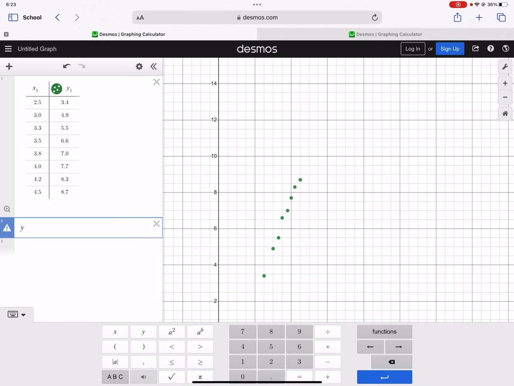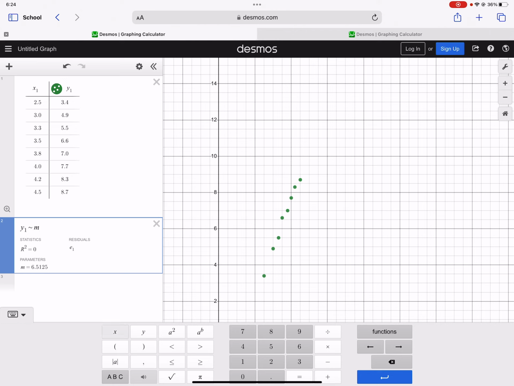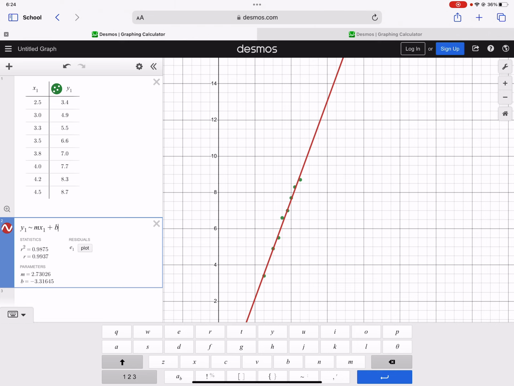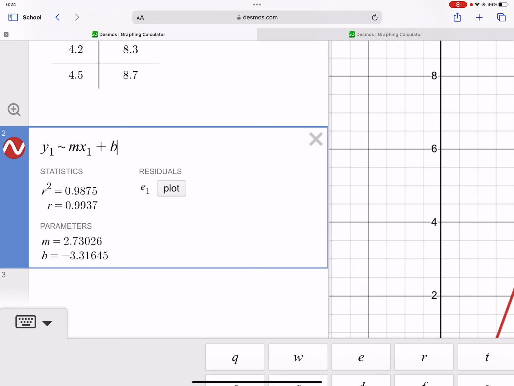I'm going to have y underscore 1, and then we need to approximate that with our tilde symbol, and then m times x underscore 1, plus b. Now if I zoom in over here on the left, we can see some parameters. It gives us that m is equal to 2.73026, and b is equal to negative 3.31645. That's what we can use for our slope and our y-intercept.